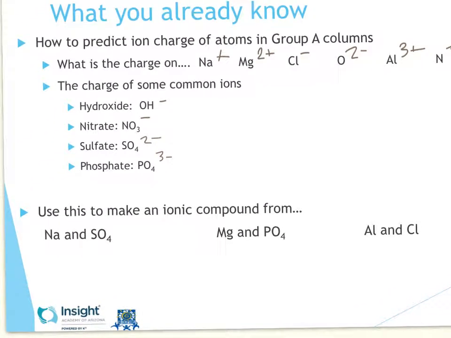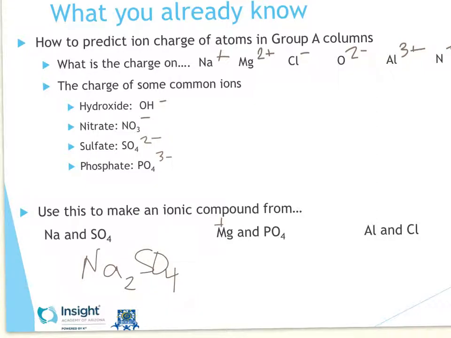So, using the information that you have, combine sodium and sulfate in order to produce a neutral ionic compound. So if sodium's +1, sulfate's -2, you're going to need 2 sodiums in order to cancel everything out. So it's Na2, little 2, so that it applies just to the sodium, SO4. Okay, so pause the video, try the other 2, and then start it back up and see if you got them right.